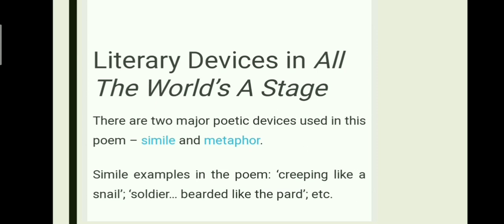Literary devices in All the World Is a Stage. There are two major poetic devices used in this poem, simile and metaphor. Simile examples in the poem are creeping like a snail, or soldier, beard like the pard.